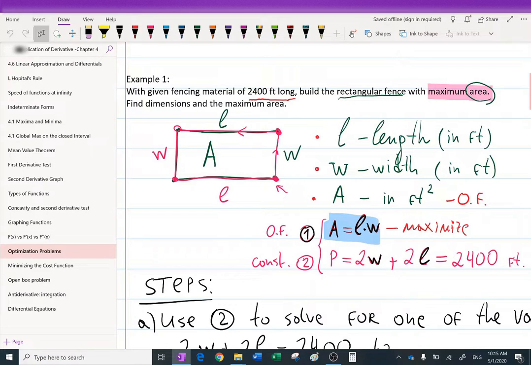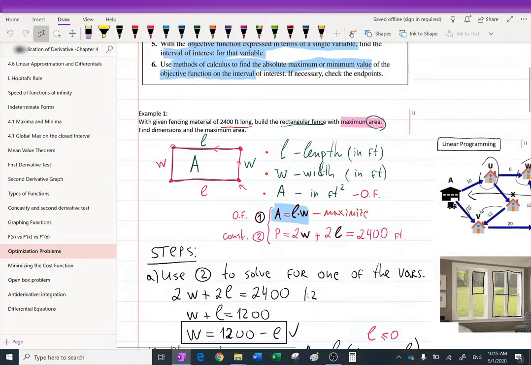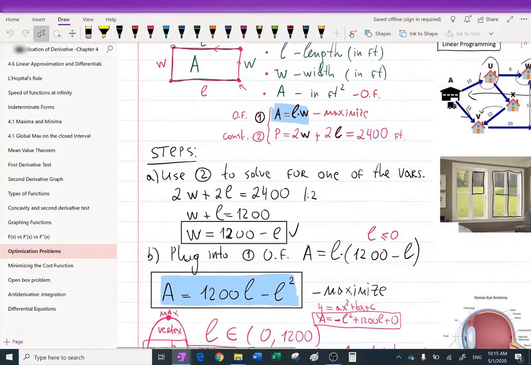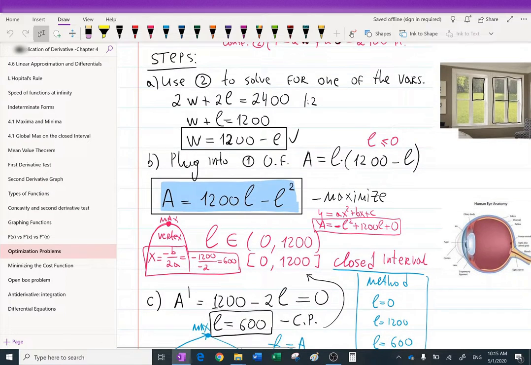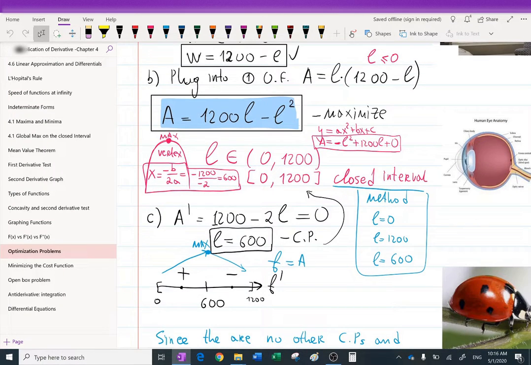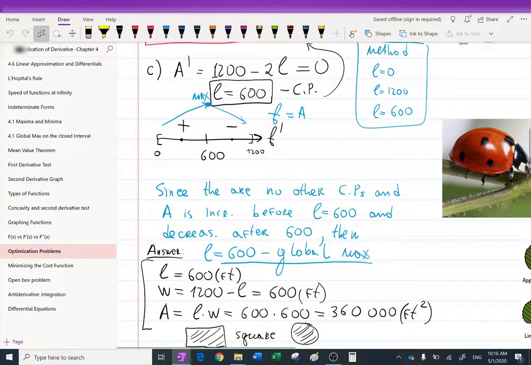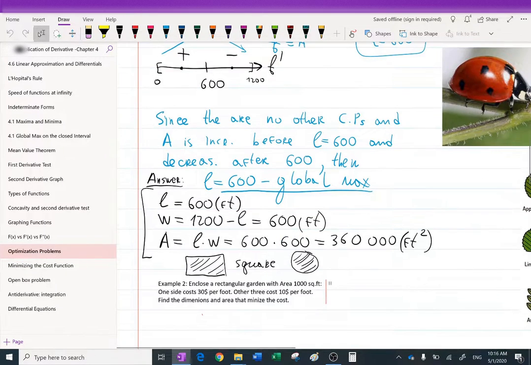In Calculus 3 class, we're going to teach you how to work with multivariable problems when you have 3, 4 variables and so on. In Calculus 1 class, we were using constraints to solve for one of the variables, plug it into the objective function. Then the objective function becomes a one-variable function, differentiate it to find maximum or minimum, justify that it is a global maximum or minimum, and answer the question.